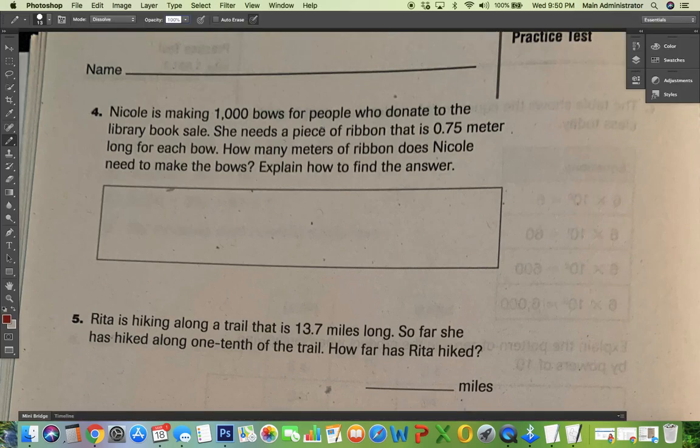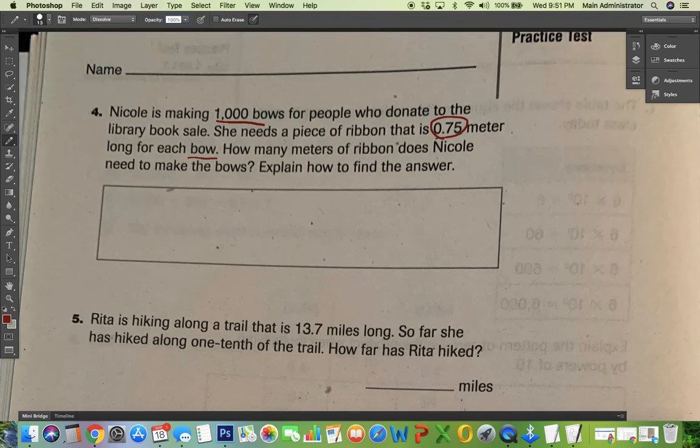on SB10. Let's take a look at number 4. Nicole is making 1,000 bows for people who donate to the library book sale. She needs a piece of ribbon that is 75 hundredths of a meter long for each bow. So she's got to make 1,000. And this is how much she needs for one bow. How many meters of ribbon does Nicole need to make the bows?